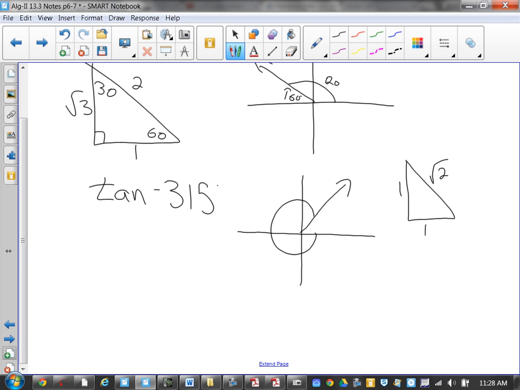Tangent is what over what? What's tangent of 45? Which is 1. It's first quadrant, so is tangent positive or negative?